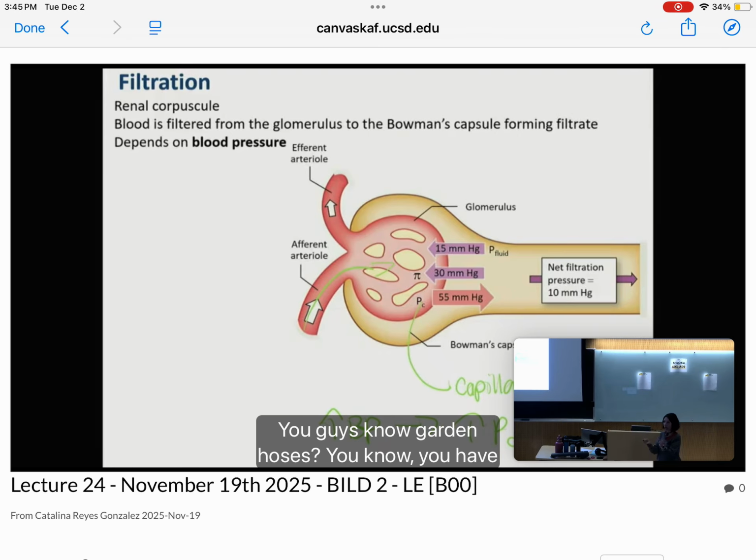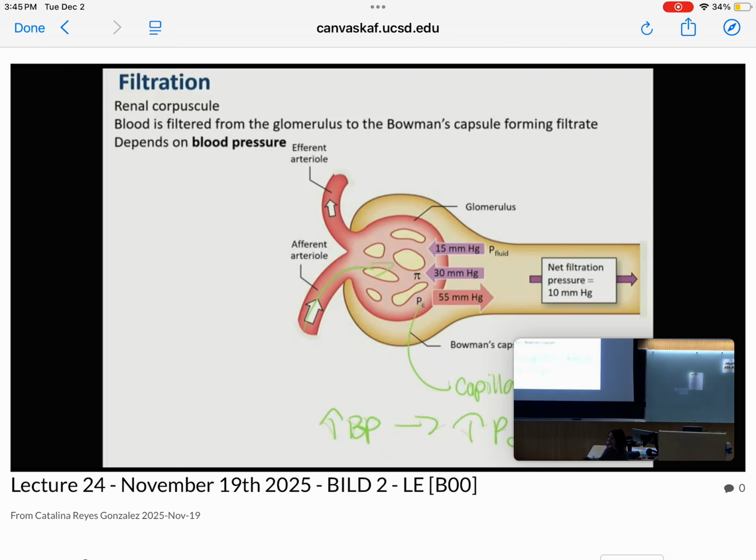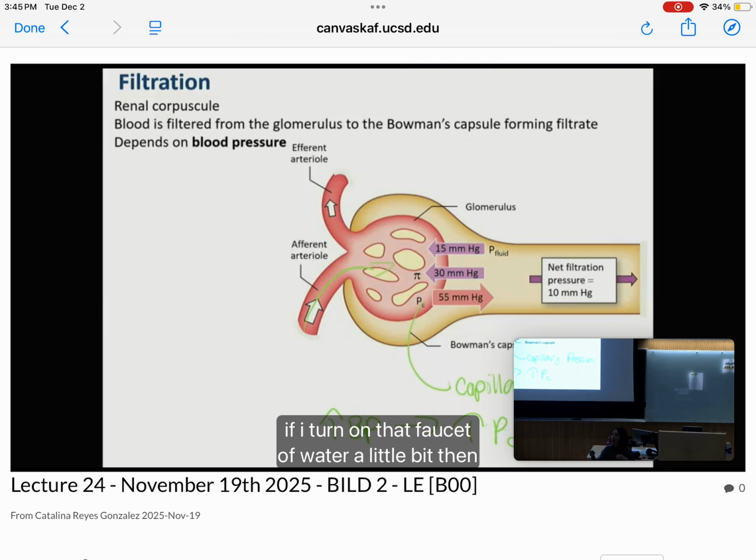And imagine this glomerulus like a garden hose. You guys know garden hoses? You have your hose connected to a faucet, and then the garden hose, you have your plants here, and the garden hose has holes. Have you guys seen that? Okay. If I turn on that faucet of water a little bit, then water is going to go into that hose, and that water is going to push against the walls of the hose. Because we have those little holes, water is going to start moving out. It's going to filter from the hose onto your garden.